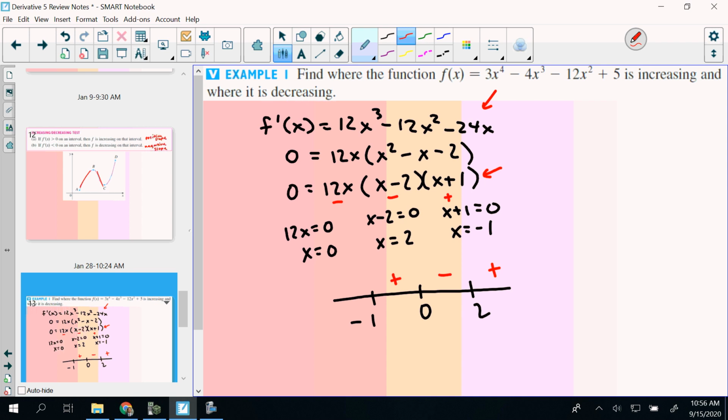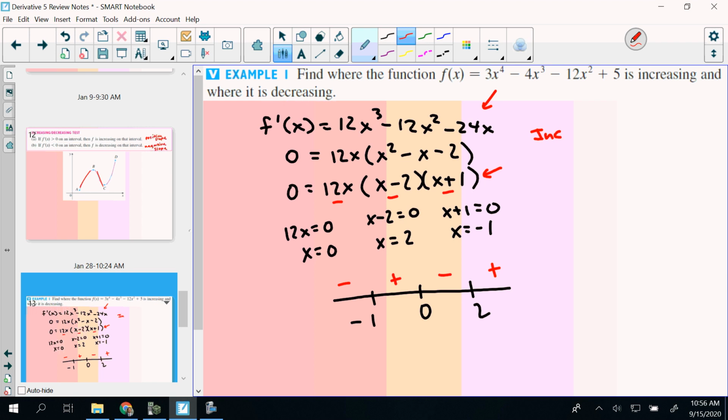We got one last interval to check, when it's less than negative 1. So if we put a number in like negative 2, that's negative. Negative 2 minus 2, that's negative. Negative 2 plus 1, that also now turns negative. If we multiply 3 negatives, we're going to get a negative result. And so now, if we want to say where it's increasing, decreasing, we know those intervals.